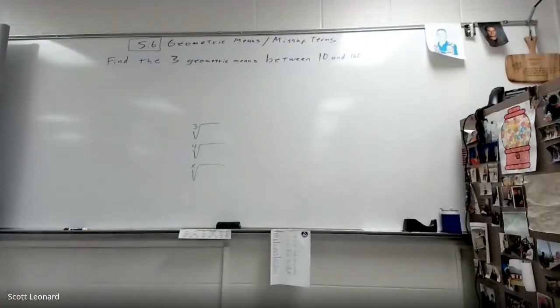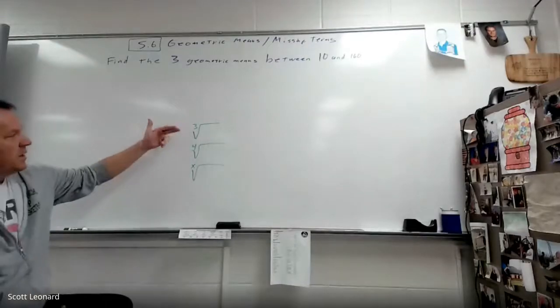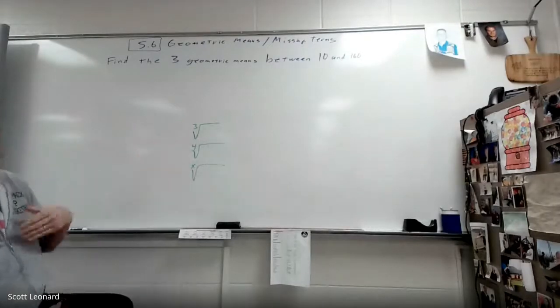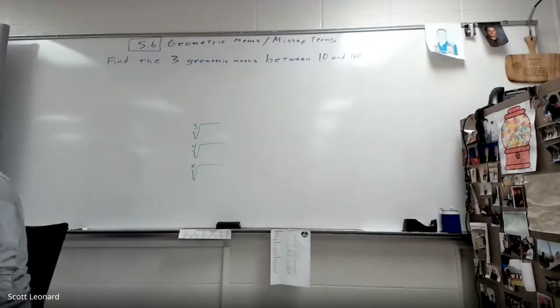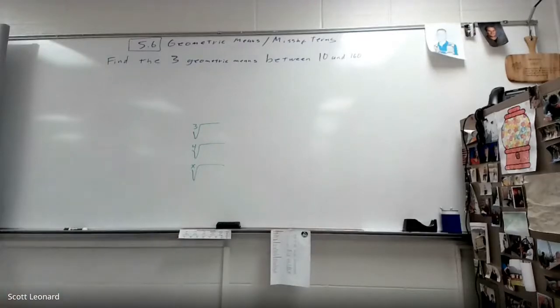So, get started in chapter 5, section 6. Once again, you're going to have to be able to use third root, square root, fourth root buttons on our calculator today. First problem says find the 3 geometric means between 10 and 160.